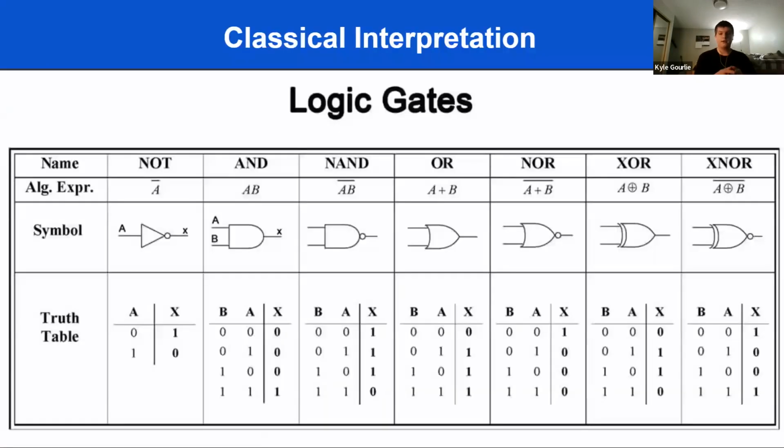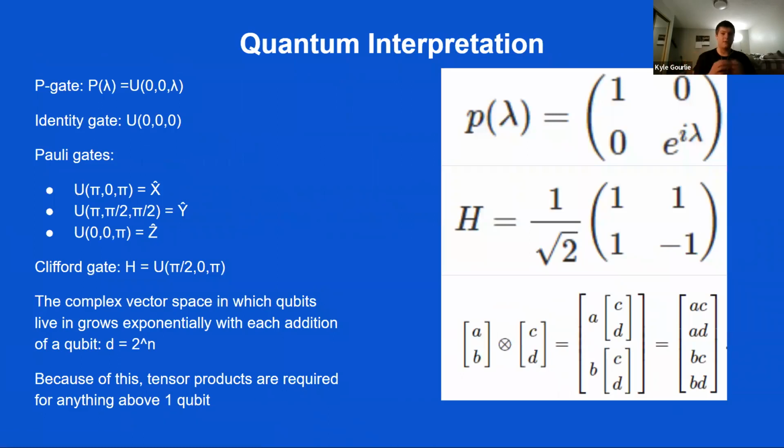Now, here is the normal classical interpretation of logic gates. You have a set of inputs, 0s and 1s, and based on the different combinations, we get a single output, a 0 or a 1. Now, NOT is a special one because it only requires one input, but the majority of them require 2 inputs and spit out 1 output. Now, when we go to the next slide here, we can see the quantum interpretation of this.